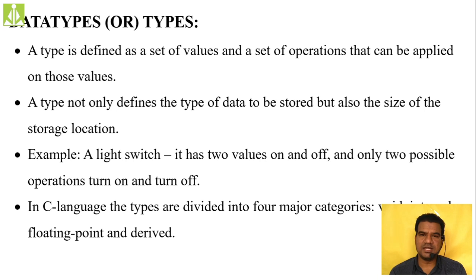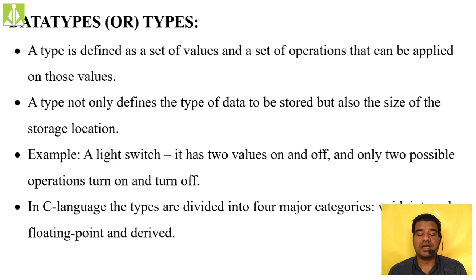So if we consider the values from that switch, you can consider on and off as our values, because in that situation we have only two possibilities. So those two are our values. And what type of operations can we perform on an electric switch? Just think of it. Either we can turn the switch on, or switch off. Only two types of operations we can perform. It has on and off as values, and switch on, switch off as operations.